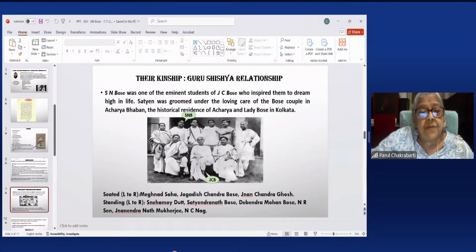The kinship between S.N. Bose and J.C. Bose is like a Guru-Shishya relationship. S.N. Bose was one of the most eminent students of J.C. Bose, who inspired them to dream high in life. Satyan was groomed under the loving care of the Bose couple in Acharya Bhavan. Here is Satyan, you can see the mark, and J.C. Bose and other notable students. J.C. Bose, then Chandra Bose sitting, then standing from left, Snehomay Datta, Satyendranath Bose, D.M. Bose, N.R. Sen, J.N. Mukherjee, and Sinha. Most of them are foreigners, all of them, I think, except D.M. Bose.